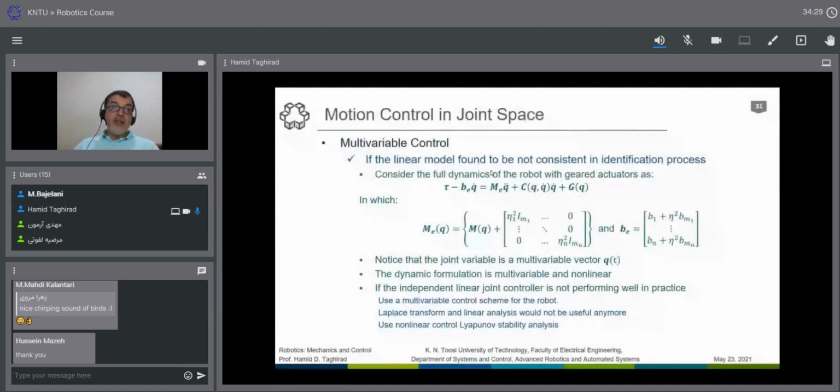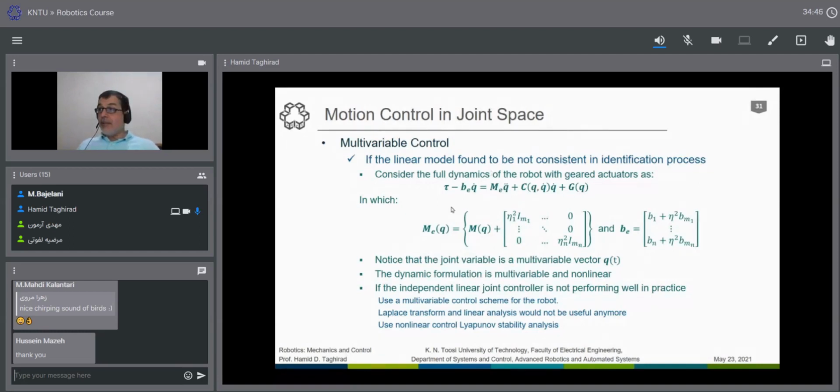We have a robot with a gearbox of 30, for example, 25 gear ratio. In these cases, you cannot completely neglect the nonlinear model for the system.